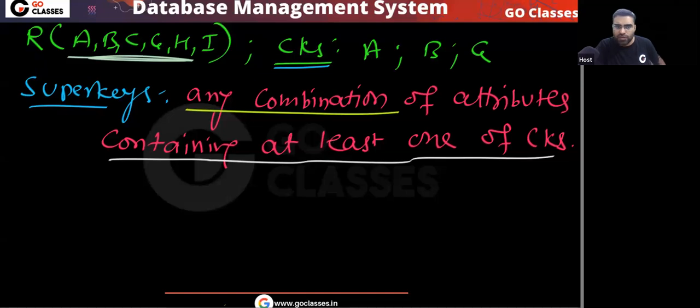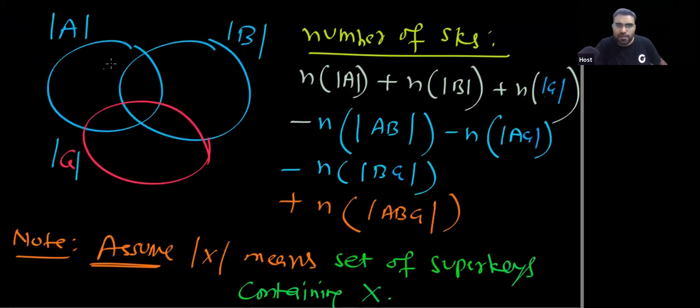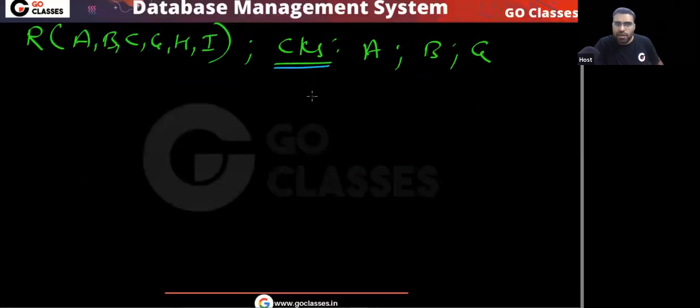Now what can we do? Very simple. The number of super keys will be how many supersets of A are there, plus how many supersets of B are there, plus how many supersets of G are there, minus how many supersets of AB, how many supersets of BG, and how many supersets of AG are there, plus how many supersets of ABG are there. So, number of super keys, what will that be?